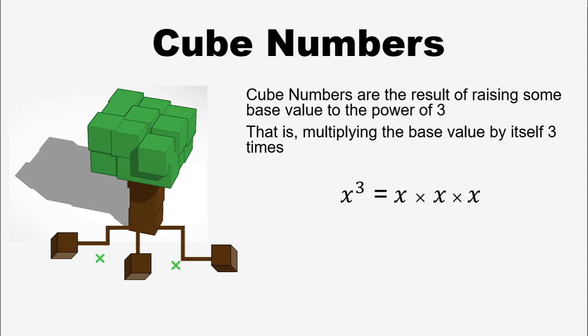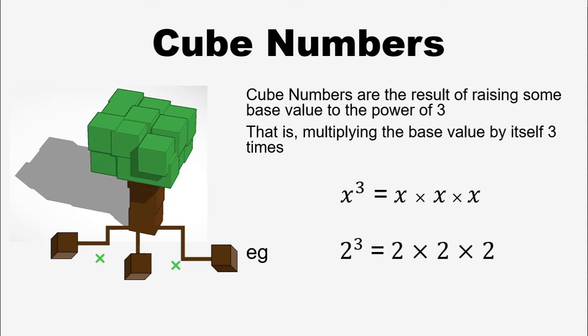Cube numbers specifically have a power of 3. That means that we're going to multiply the base value by itself 3 times. So for example, x cubed, or x to the power of 3, or x with an exponent or index of 3, means x times x times x. 3 x's being multiplied together.